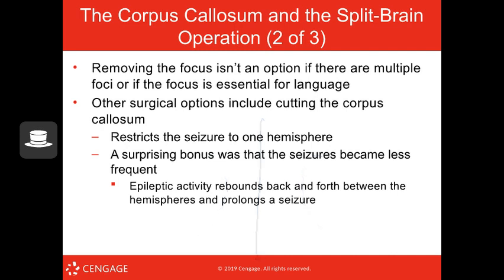Sometimes what ends up happening in epilepsy is activity and stimulation in one area will cause stimulation in another area, so it goes back and forth, which prolongs the seizure. But cutting the corpus callosum prevents that stimulation from traveling across hemispheres.